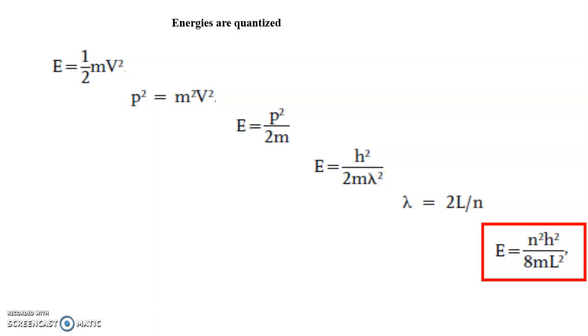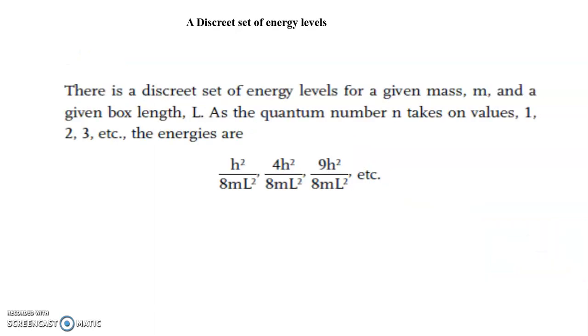what is the important part here? Energies are quantized. So you know the kinetic energy is half mv square, p square is equal to mv square, E is equal to p square by 2m, and lambda is equal to 2L by n. And so energy is equal to n square h square by 8 m L square. This is the length. So there is a discrete set of energy levels for a given mass m and given box length L. Here m is mass, and L is length.